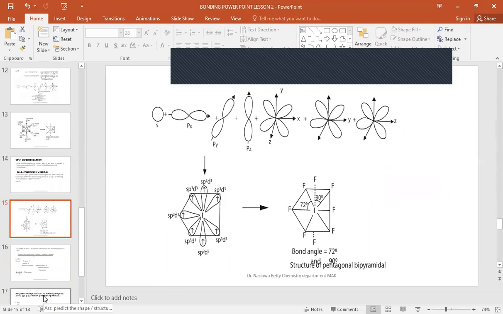Let us look at the orbitals. So this is the arrangement of the orbitals. This is the pentagon, giving rise to 72 degrees and also 90 degrees, resulting in the structure known as pentagonal bipyramidal. There is a pentagon in the structure.